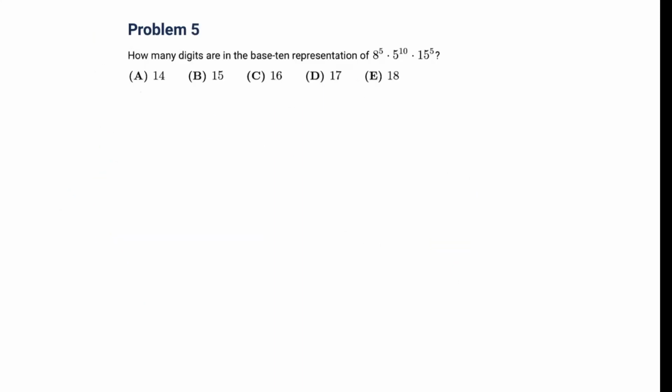How many digits are in the base 10 representation of 8 to the power 5 times 5 to the power of 10 times 15 to the power of 5? Well, first of all, we can write this expression in its prime factorization. So we have 2 to the power of 3, to the power of 5, times 5 to the power of 10 times 3 to the power of 5 times 5 to the power of 5.